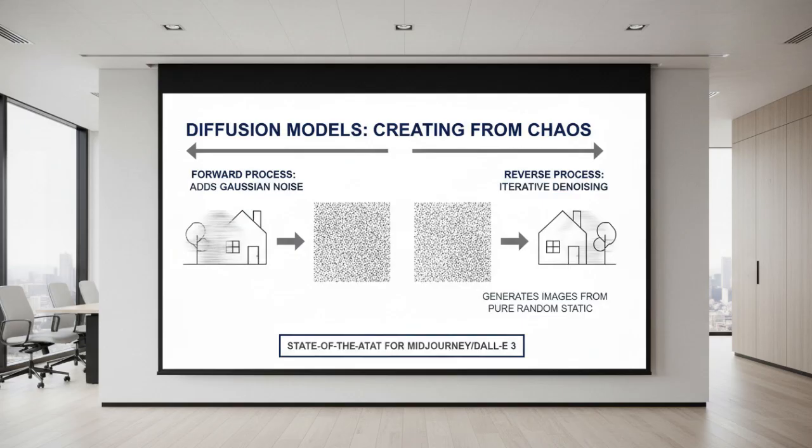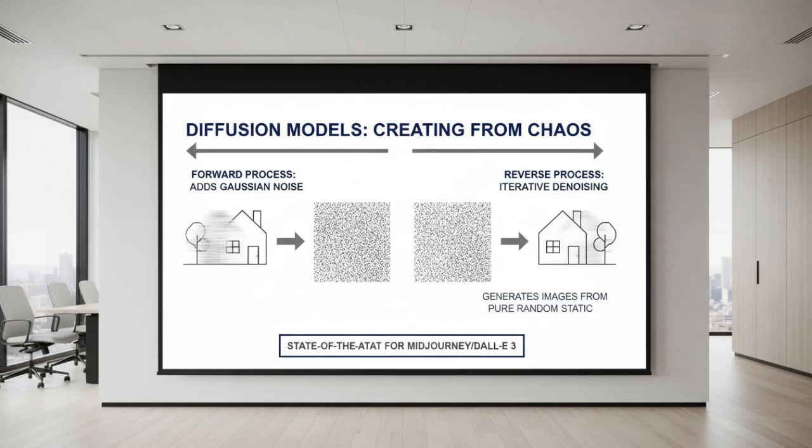While GANs and diffusion rule the visual world, transformers are the kings of text. Introduced by Google in 2017 with the paper "Attention is All You Need," this architecture allows models to process sequences of data in parallel rather than one word at a time. The attention mechanism is the secret sauce. It allows the model to weigh the importance of different words in a sentence regardless of their distance.